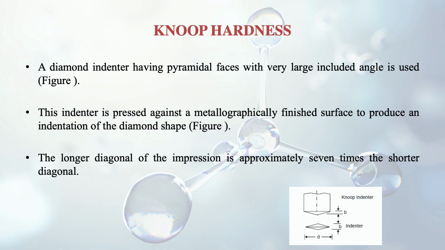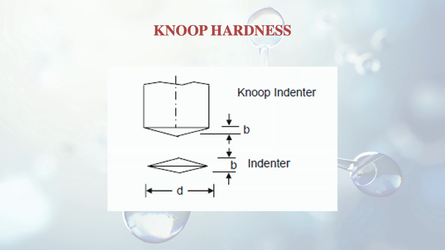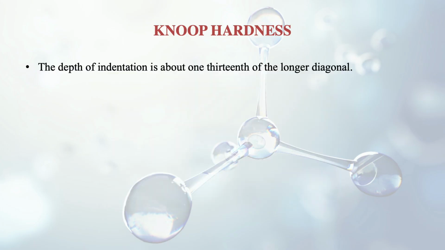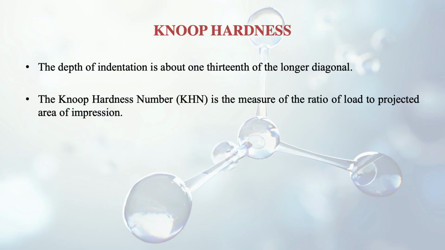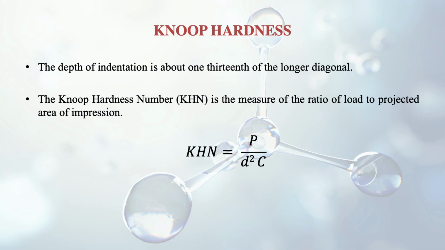Longer diagonal of the impression is approximately 7 times the shorter diagonal. So in this case we see that the two diagonals are of unequal length, so the larger one is 7 times that of the shorter one. The depth of indentation is about 1/13 of the longer diagonal. The Knoop hardness number is the measure of the ratio of load to projected area of impression, like we have seen earlier also in case of Brinell and all. So it is given by P by D square into C.